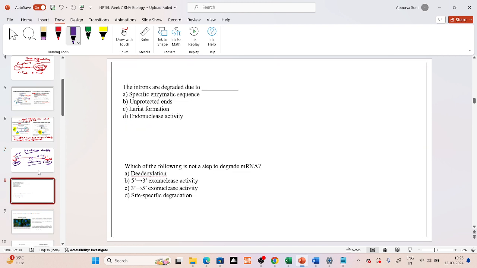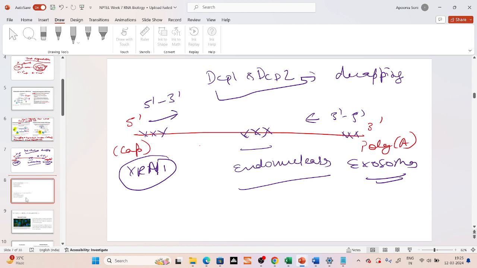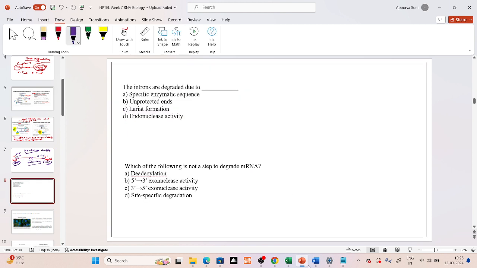Here they are saying introns. We talked about mRNA, but the same concept applies to introns also. Now tell me.